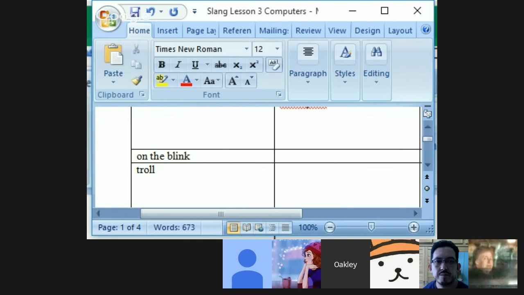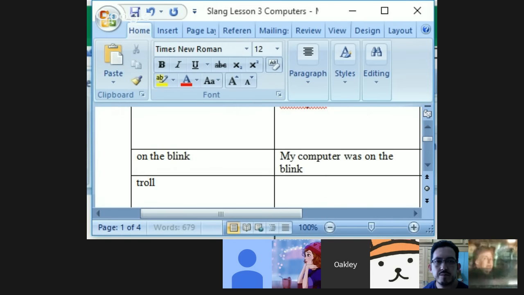All right. Dima, you want to try using that in a sentence? Yeah. My computer was on the blink, so I couldn't use it. Very good. Nice correction. Perfect. No problems with that sentence at all. And accurate as far as how on the blink is used. Great. Perfect. Good job.